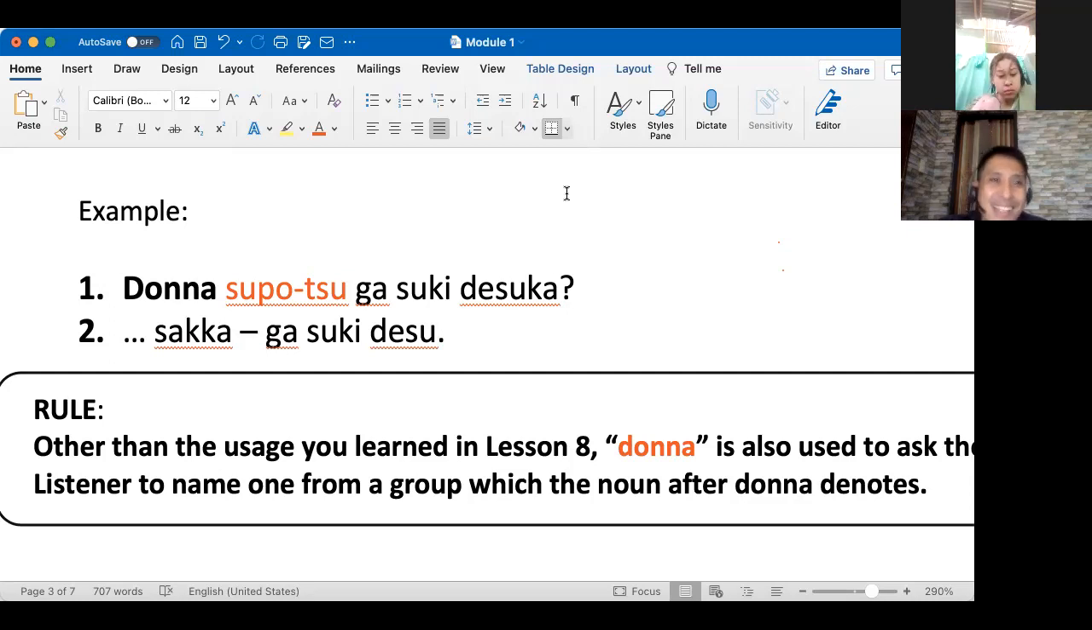Yakiniku ga suki desu. No, I like meat. Gyuniku ga suki desu. I like beef. No, butaniku ga suki desu. I like pork. Toriniku ga suki desu. I like chicken.